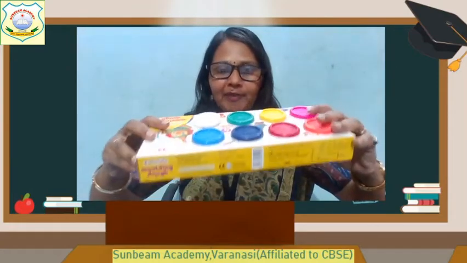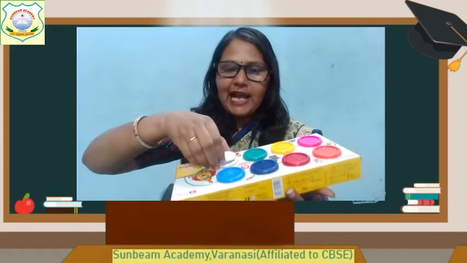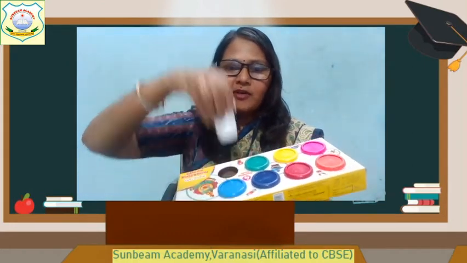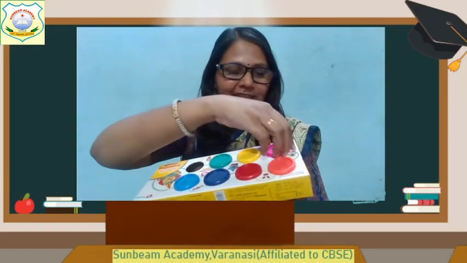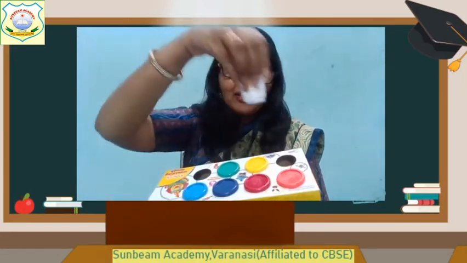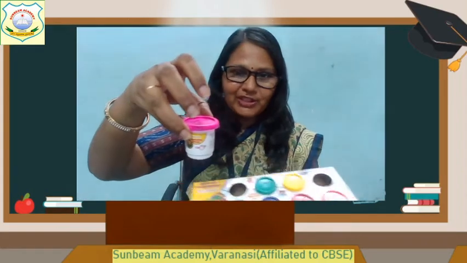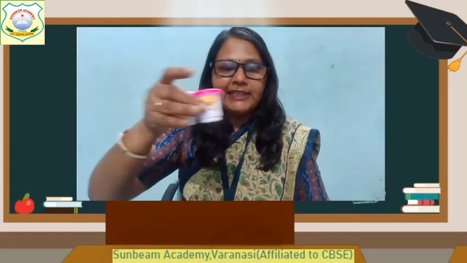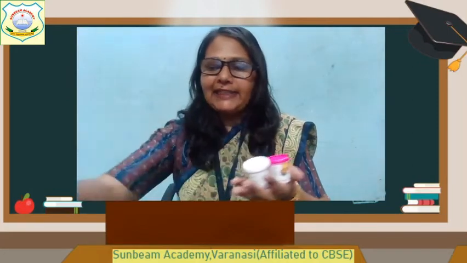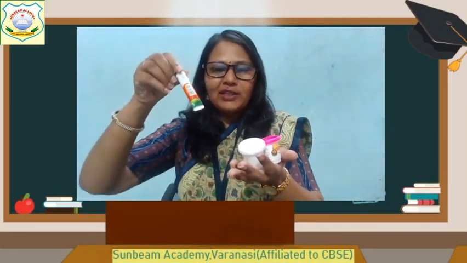This is a clay box which you can buy from the market. You have to take a white color box for making different types of teeth, and this pink color box for making the gum portion of the teeth. Let's read in short first, then I will tell you how we will make it. What material do we need? This clay and this fevicol.